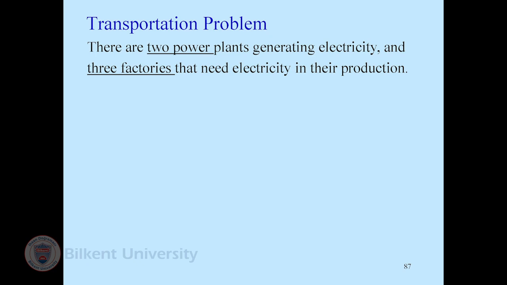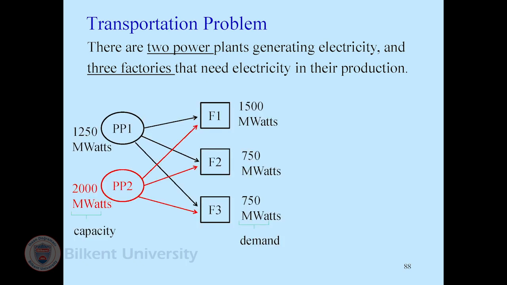Now we have two power plants generating electricity, and we have three factories that need electricity from those power plants, okay? So PP1 and PP2 represent my power plants, and factory 1, factory 2, and factory 3 represent my factories. Of course, each power plant has a different capacity. In my example, the first one's capacity is 1,250, and the second power plant's capacity is 2,000.